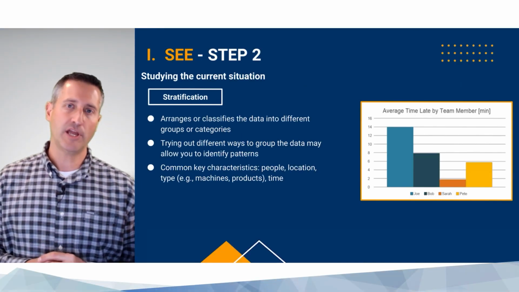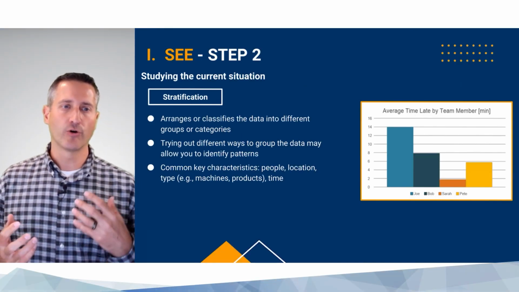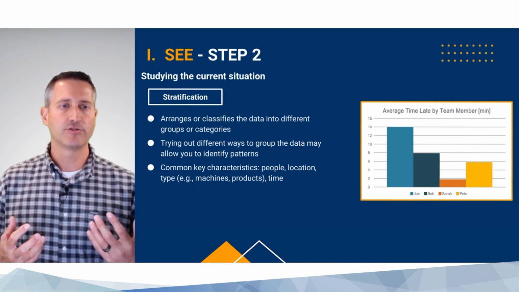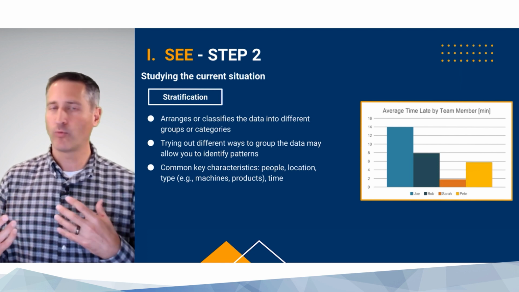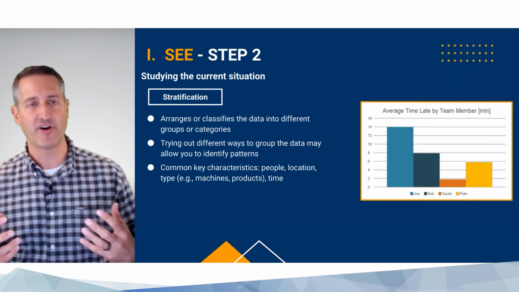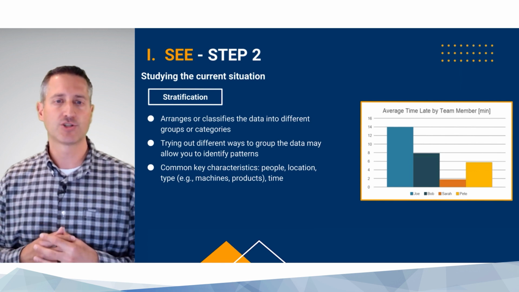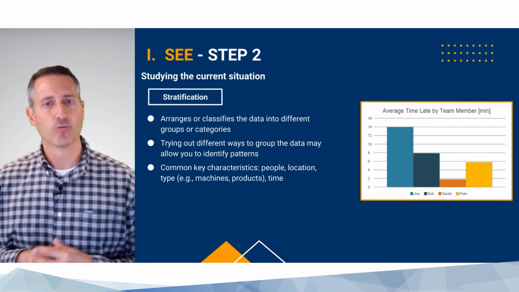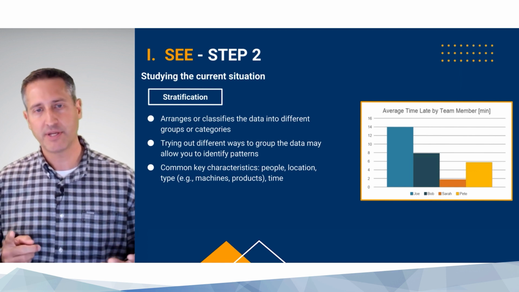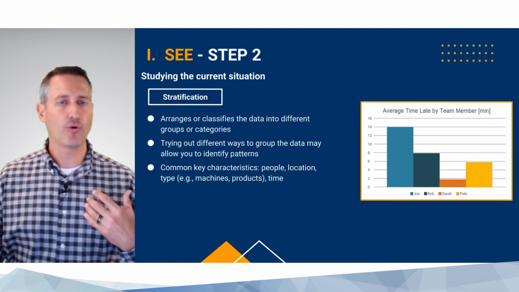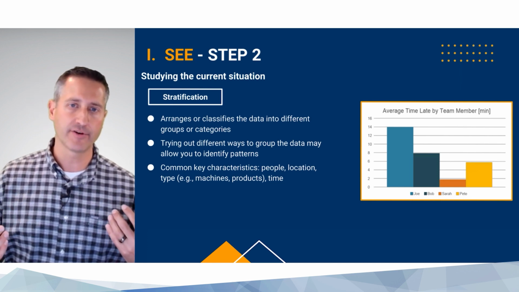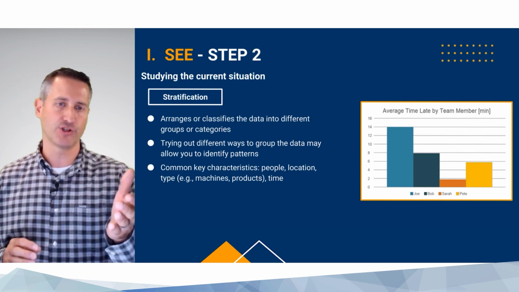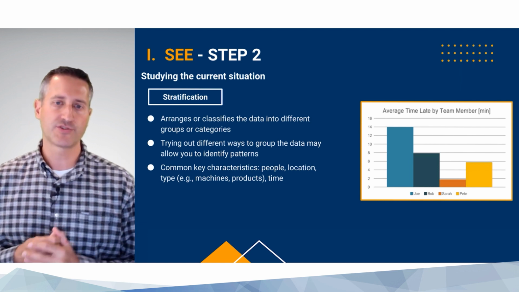The next tool is stratification. And here we're arranging or classifying data into different groups or categories and trying to look at which groups tell us the most, which groups really provide us some insights into what could be causing the problem. In the case here that you're seeing on the screen, we're looking at different people, Joe, Bob, Sarah, Pete, okay? And each one of them, how late are they on average, maybe over the last month or last 3 months, something like that. And we can see, oh, Joe is really struggling where Sarah's doing quite well.